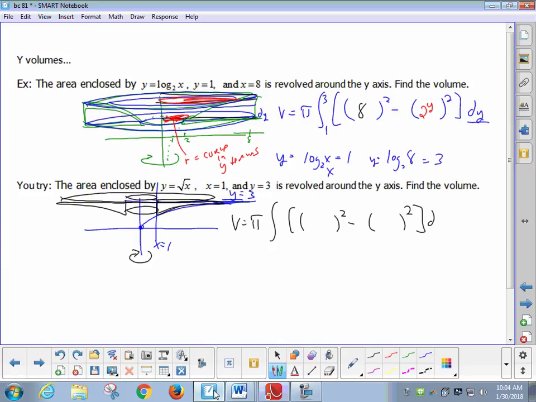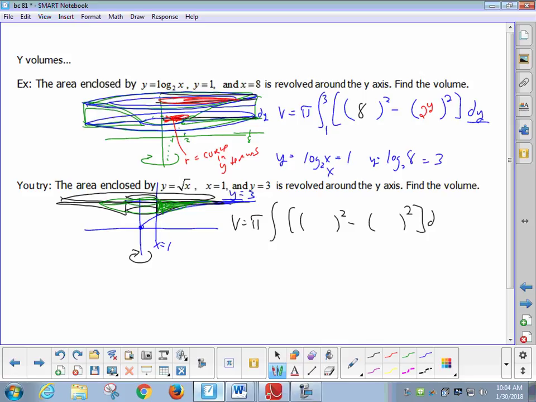Let's see. Do you agree with the region? It's this region here in green. Are we agreeing with the region? Okay. So now, when you go to revolve that, you do have a gap.